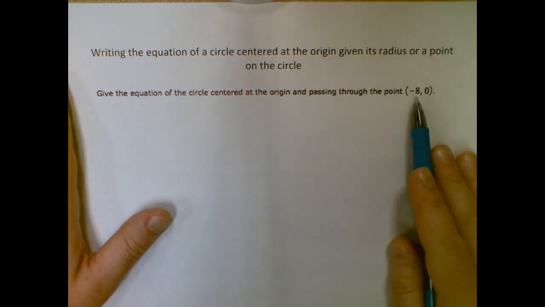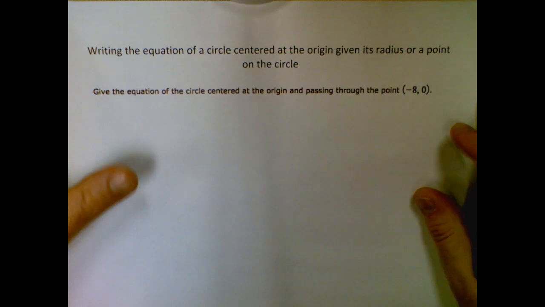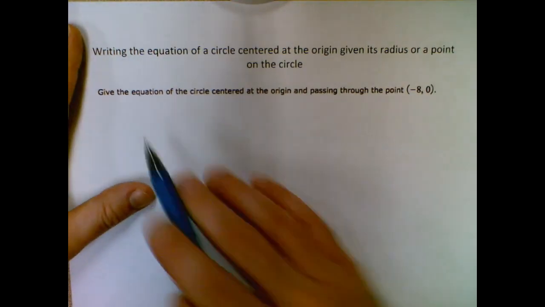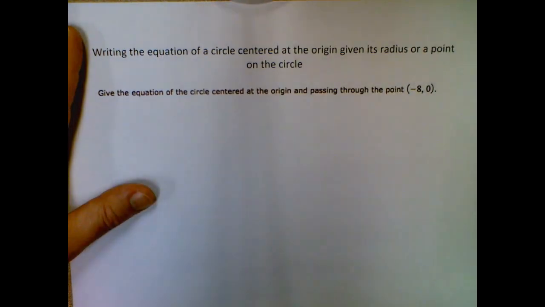Today we're going to be looking at the ALEKS topic, writing the equation of a circle centered at the origin given its radius or a point on the circle. And if we have a point on the circle, like we do, we're just going to use that to find its radius. So whichever one they give you doesn't matter. So this is centered at the origin, which is really nice.